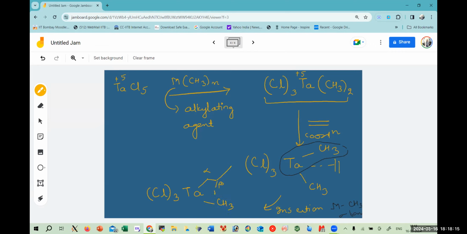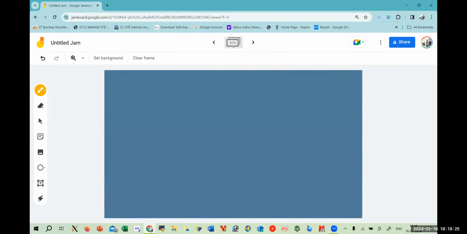Now, since it is having a beta hydrogen, this will go here, and if I draw it in another slide, ultimately it will form Cl3 tantalum, since beta hydride elimination has happened. So the hydride will come over here, and the alkyl group, on release of the beta hydride, would form an alkene, which will again coordinate with the tantalum as a pi interaction, and the CH3 will remain as such.